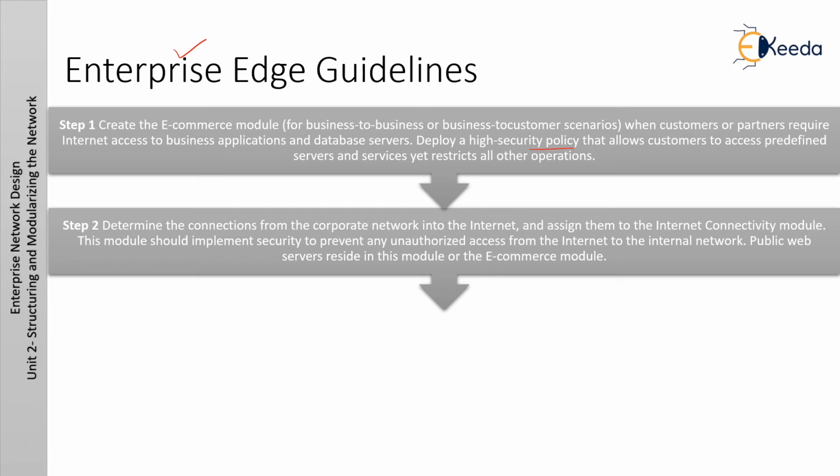This is step 1, and now come to step 2. Determine the connections from the corporate network to the internet and assign them to the internet connectivity module. This module should implement security to prevent any unauthorized access from the internet to the internal network. Public web servers reside in this module or the e-commerce module.